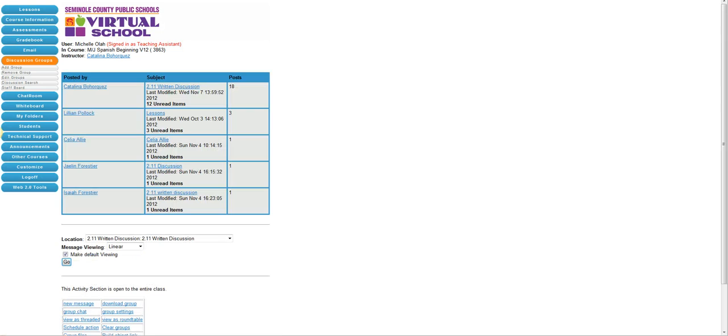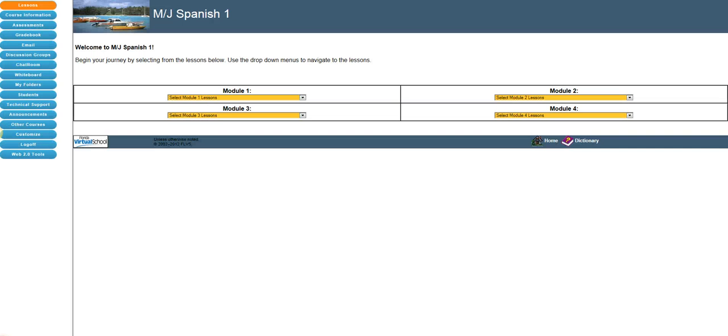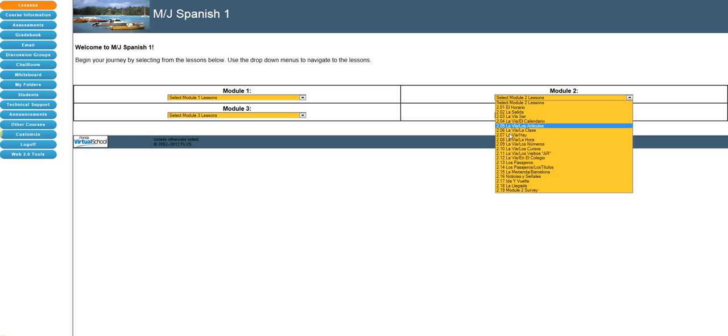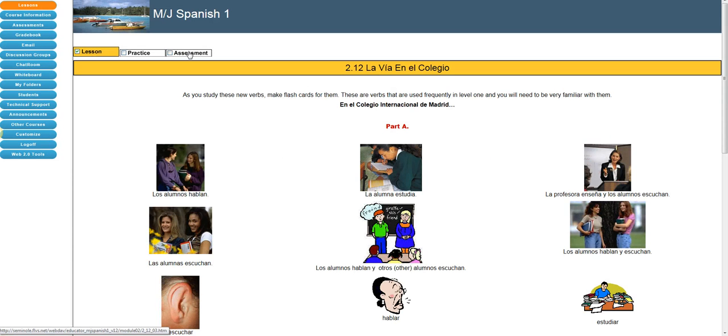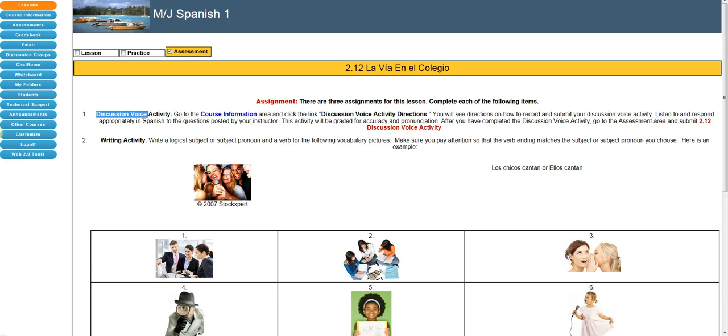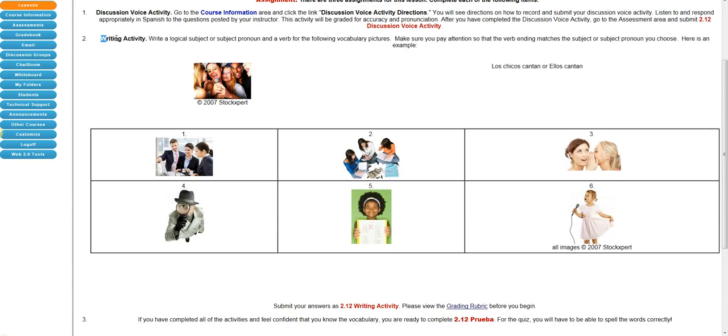Okay, so after you've done that and you've put it in the assessment tab, not in the discussion group, you're going to go back and we're going to look at the writing part of this activity. So for this assessment, that was the first part, and it says a voice activity, but remember we just checked and it is a writing activity. And writing activity here, it says write a logical subject or subject pronoun and a verb. Now these are verbs that you've learned in the last 2 modules. Do not use any other verbs for the following pictures. Make sure you pay attention so that the verb ending matches the subject or subject pronoun you use.